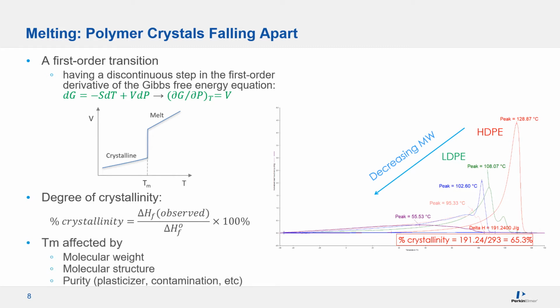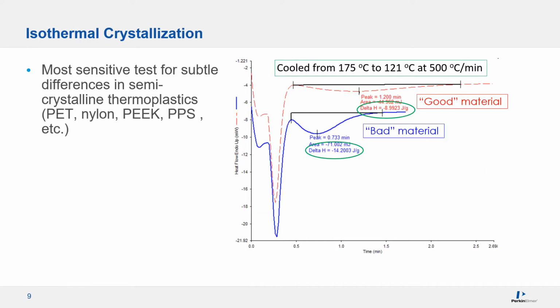Other than molecular weight and molecular structure, purity also affects Tm. Plasticizers and contamination usually add defects in the polymer crystalline structure and shift the melting onset to a lower temperature. Crystallization can also be done isothermally.